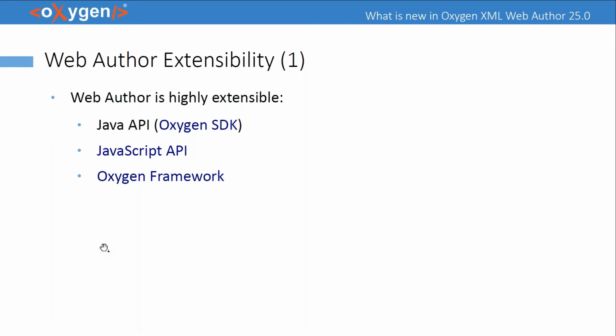Now let's talk about Web Author extensibility. Frankly, Web Author is highly extensible because it has not only the inherited Oxygen SDK Java API, but it also has its own API above that, a JavaScript API. And above all, it can be extended via the Oxygen frameworks. So you have multiple extension points.